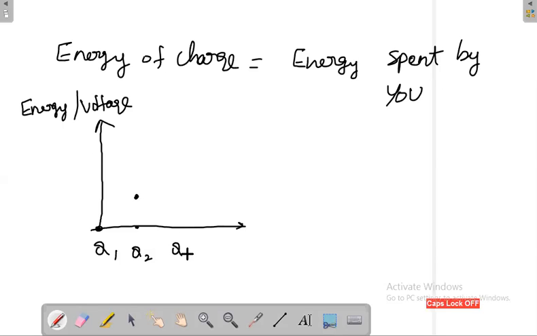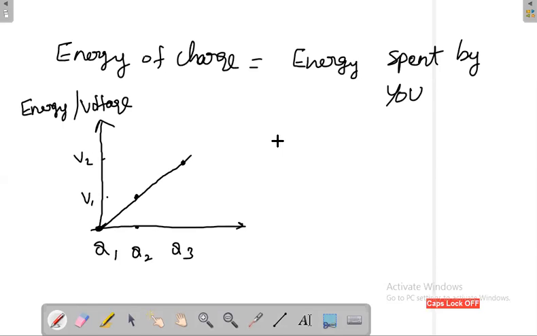When you bring the third charge, you have to spend some energy which is greater than what you have already spent. When you are bringing the charge q2, how much energy you have to spend depends on the voltage or energy provided by charge 1 already present there. Similarly, when you bring charge 3, the energy depends on the voltage already there. The energy that you have to spend increases linearly.